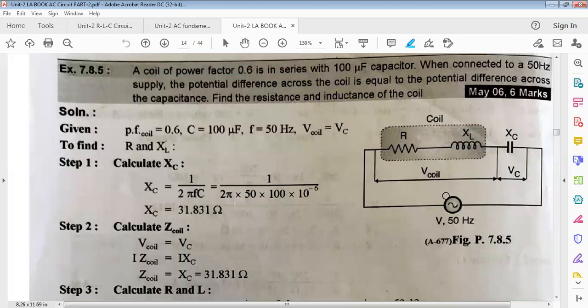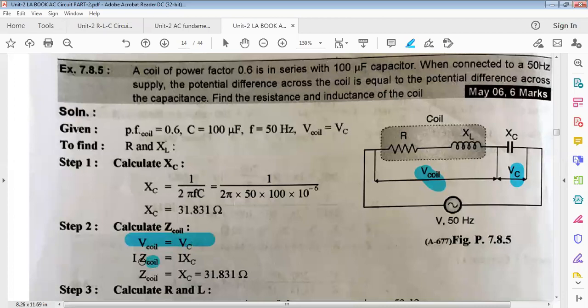When connected to 50 hertz supply, potential difference across coil is equal to potential difference across capacitance. V coil and VC, these two are equal for 50 hertz. Find resistance and inductance of the coil. Okay, so equate these two. What is V coil? Yes, V coil will be what? What is the formula for V coil?